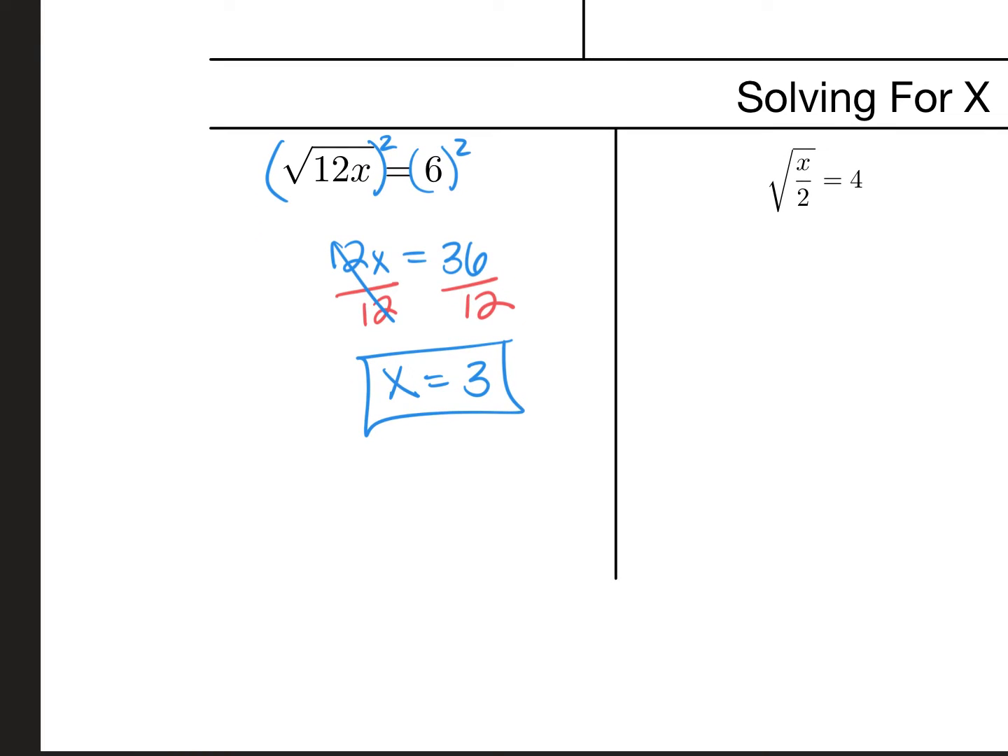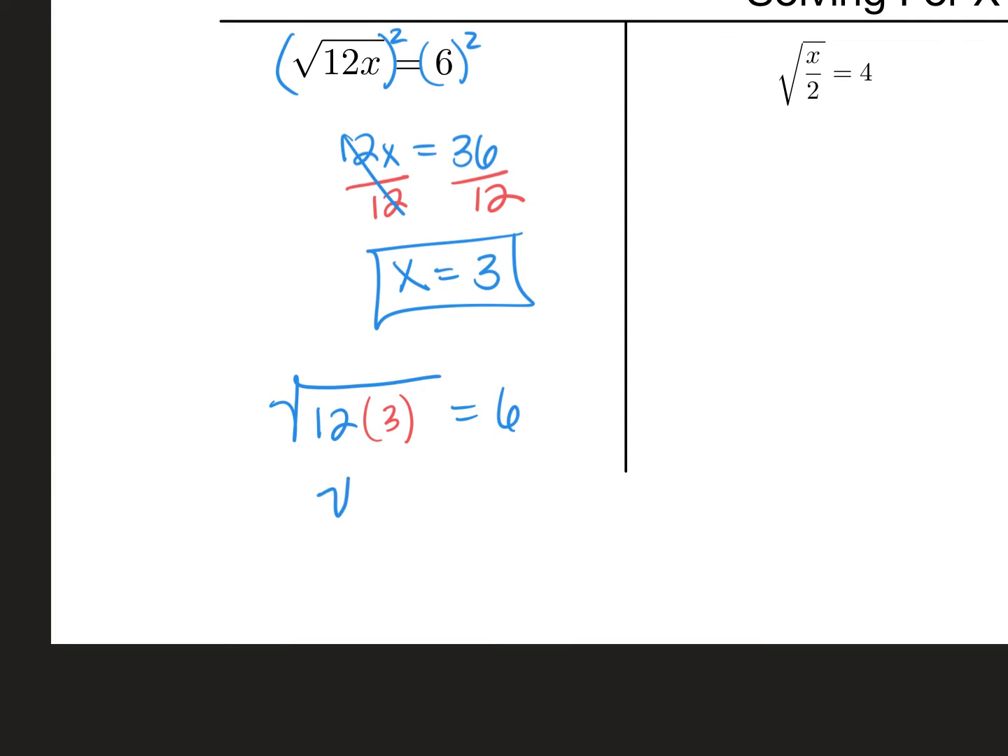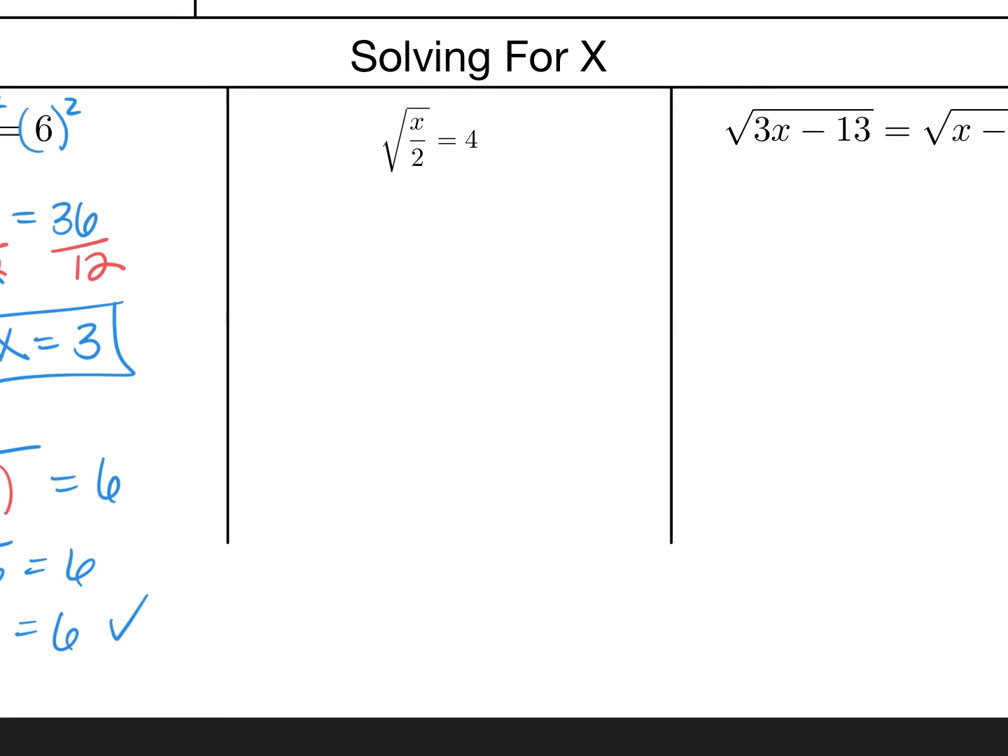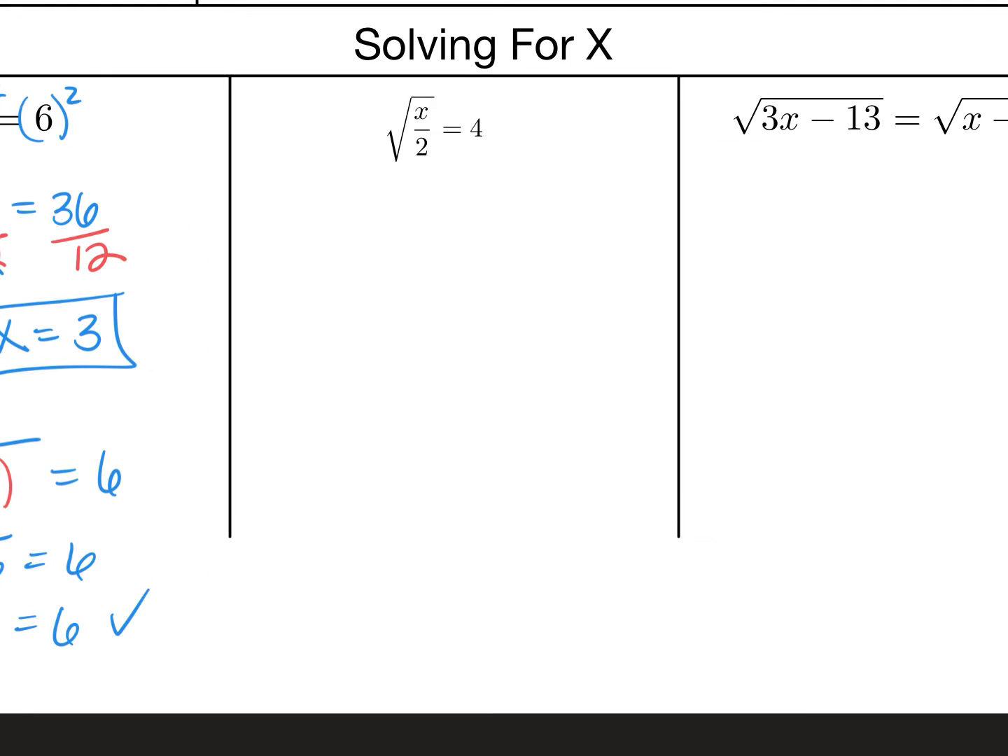Last step can be very important. We are just going to plug in 3 for x and see, does it actually equal 6? So 12 times 3 is 36, and the square root of 36 is 6. It does, in fact, equal. So we have a real solution at 6.